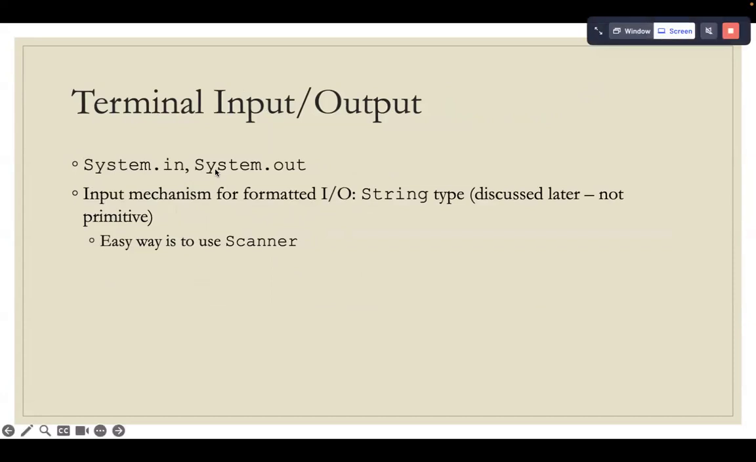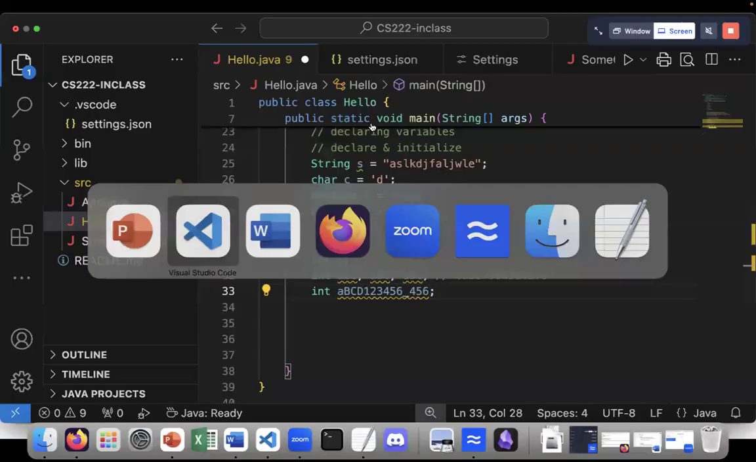For terminal input output, when you were using Python, you probably used just print, and it's been a while since I did it. Is it like input for Python? Yeah, okay. In Java, it's a little more complicated. System.in especially is a little more complicated. We'll look at that later. But we've already seen using system.out. That's how we print to the console, to the terminal.